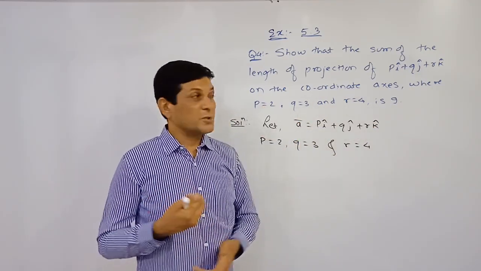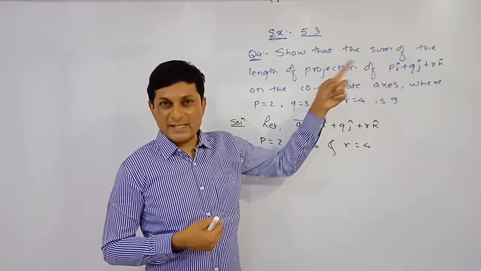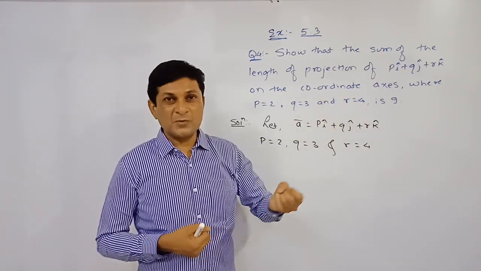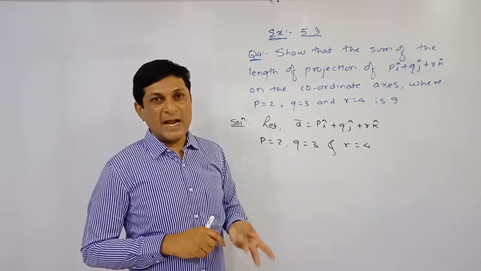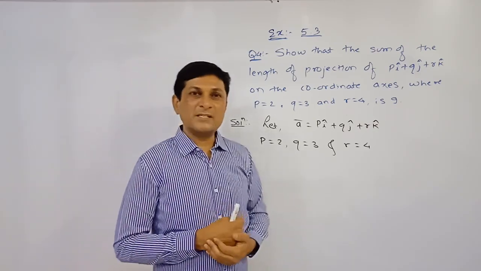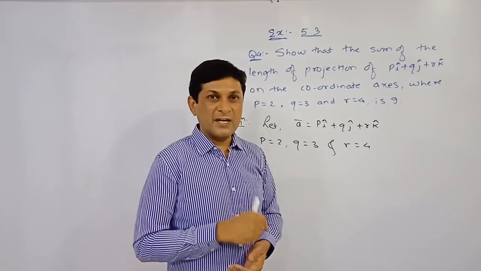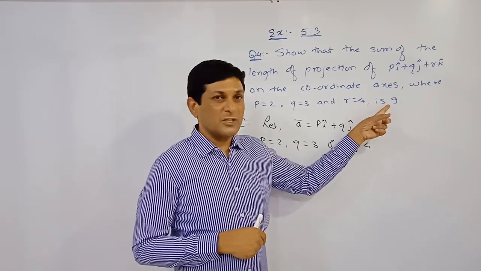Means we have to find the projection of this vector on the x-axis. On the coordinate axes means what? On the x-axis. Then find the projection of this vector on the y-axis, and lastly find its projection on the z-axis. And we have to prove that the sum of the lengths of these projections will be equal to 9.